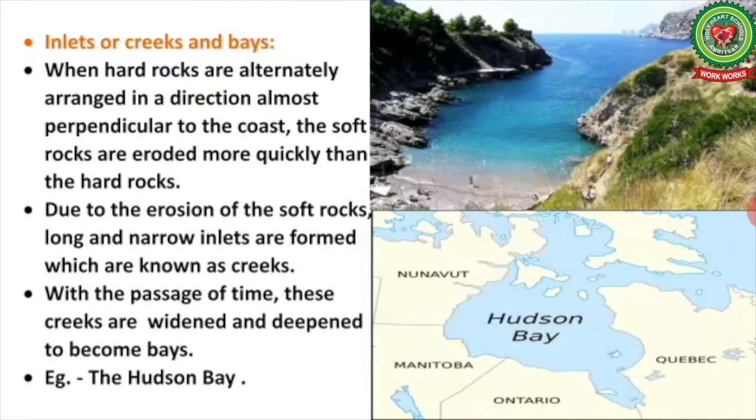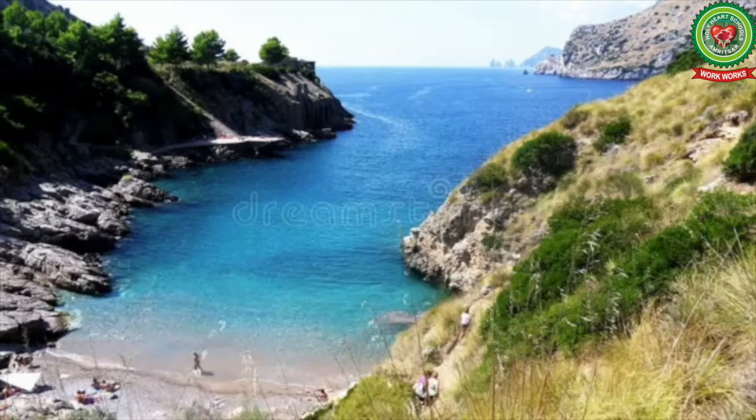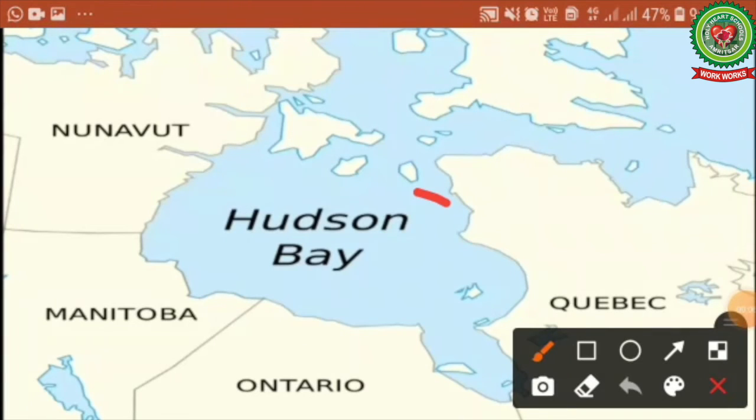Inlets or creeks and bays. When hard rocks and soft rocks are alternately arranged in a direction almost perpendicular to the coast, the soft rocks are eroded more quickly than the hard rocks. Due to the erosion of the soft rocks, long and narrow inlets are formed, which are known as creeks. With the passage of time, these creeks are widened and deepened to become bays. We have the example of the Hudson Bay.